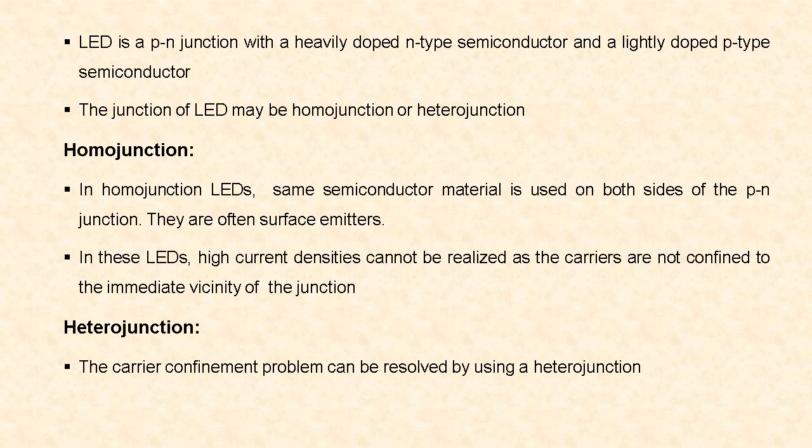The junction of LED may be homojunction or heterojunction. If you see homojunction LEDs, the same semiconductor material is used on both sides of the PN junction. These homojunction LEDs are often surface emitters, that is, the light is emitted from the surface of the LED. In homojunction LEDs, the carriers are not confined to the immediate vicinity of the junction and hence high current densities cannot be realized. Hence we go for heterojunction LEDs.